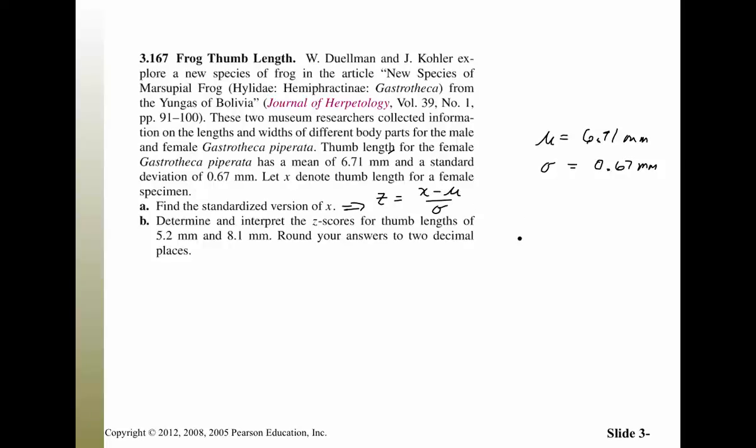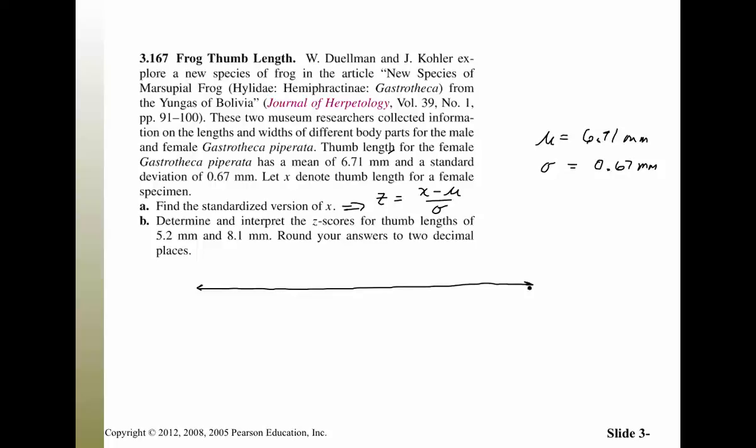Okay, so they want us to compute z-scores for 5.2 and 8.1, but those are just going to be numbers, and they won't really make sense. So what we want to do first is set up for the population our scale and our ranges, and I want you to do that.